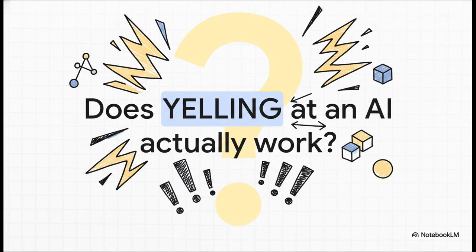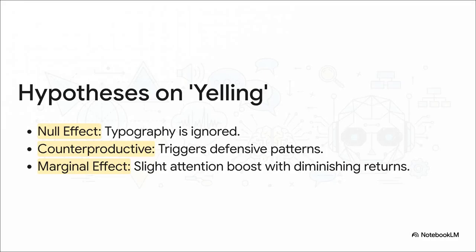If the AI isn't listening, maybe we just need to be more emphatic. Does typing in all caps or adding a bunch of exclamation points actually do anything? Well, instead of just guessing, we can actually form testable hypotheses. Does yelling have no effect? Could it actually be counterproductive? Or is there maybe a tiny benefit?